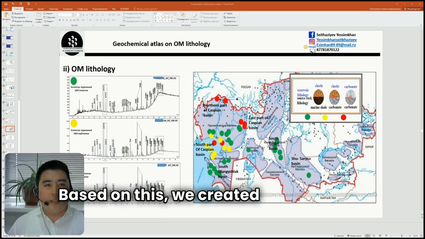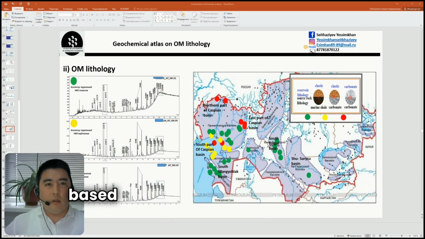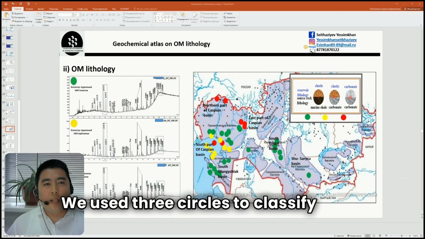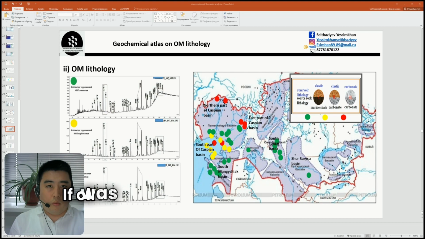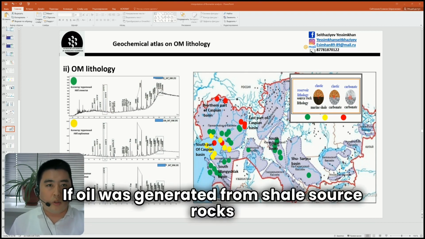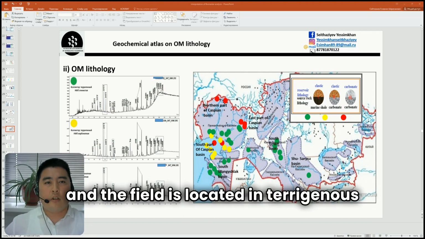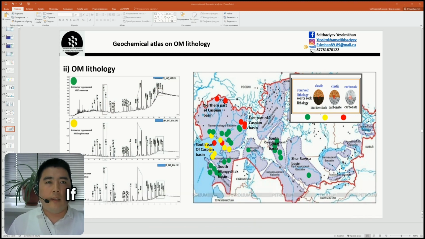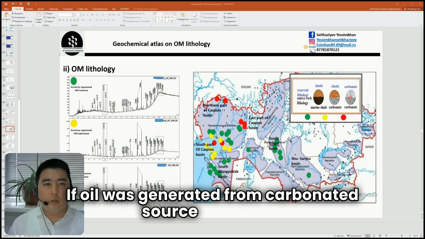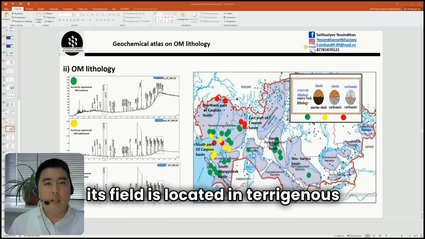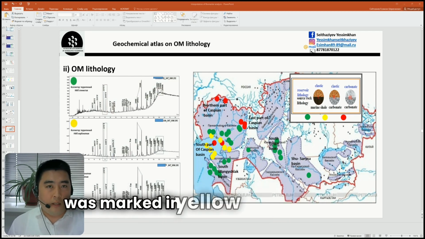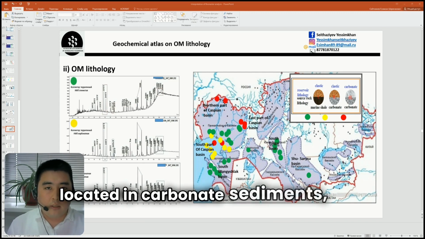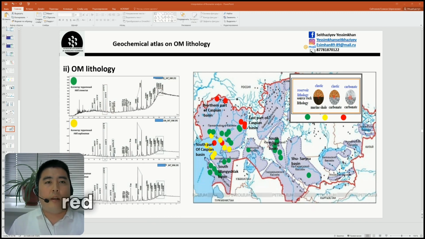Based on this, we created a geochemical atlas of oil based on lithology of the organic matter. We used 3 circles to classify them. If oil was generated from shale source rocks and the field is located in terrigenous sediments, then we marked it with a green circle. If oil was generated from carbonate source rocks and its field is located in terrigenous sediments, it was marked in yellow. And if its field is located in carbonate sediments, it was marked with a red circle.